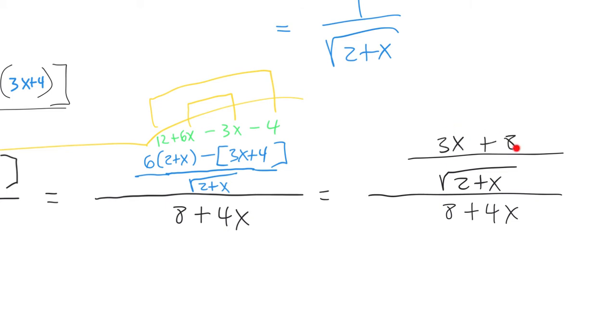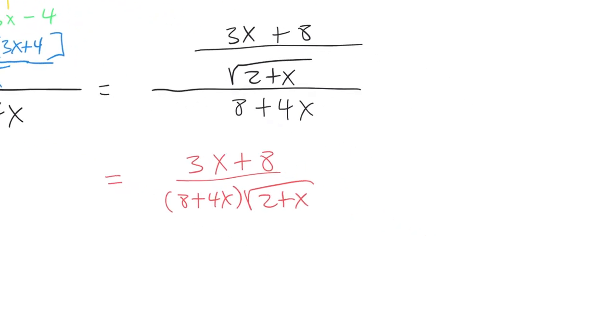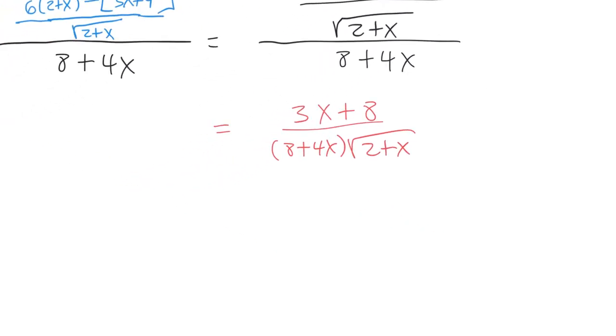Now we have a fraction over a non-fraction. Whenever that's the case, you could simply multiply the two denominators. So we would end up with 3x plus 8 all over the quantity 8 plus 4x times radical 2 plus x. Now, that is true so far. However, there might be opportunities to simplify further.